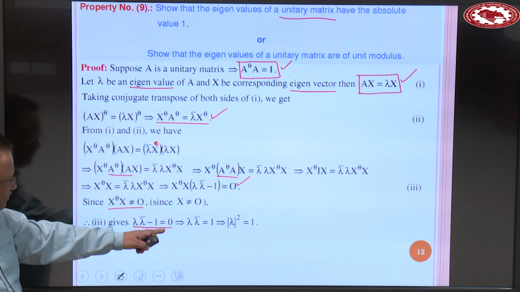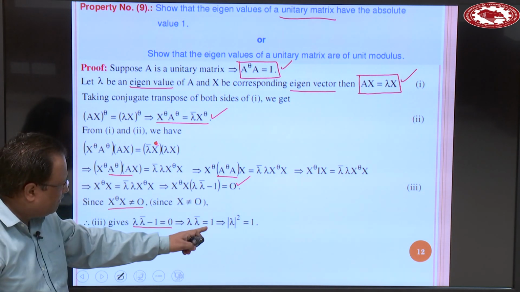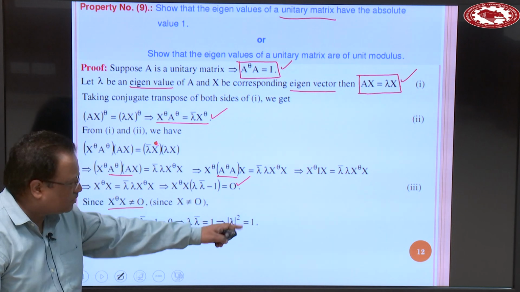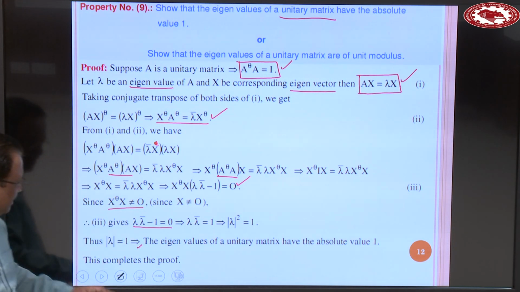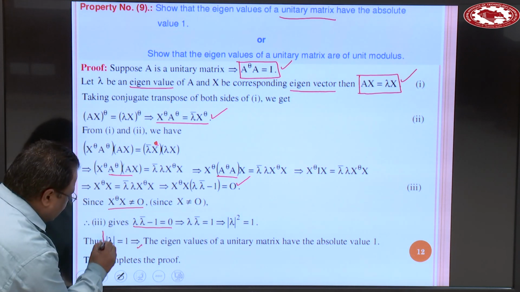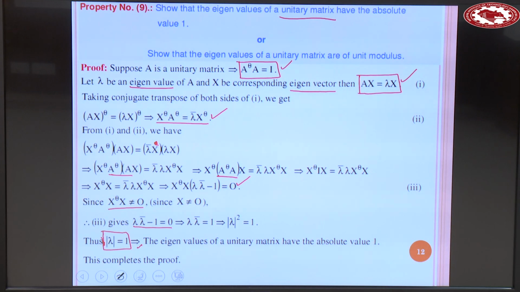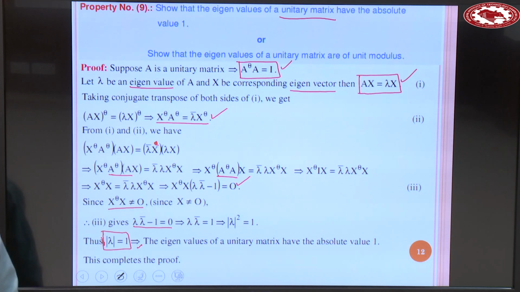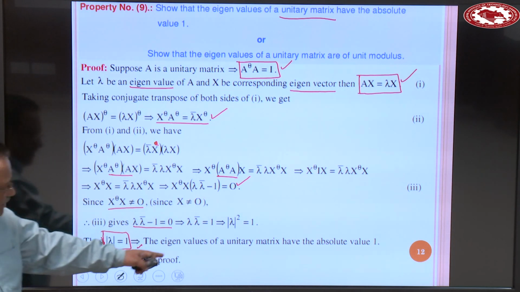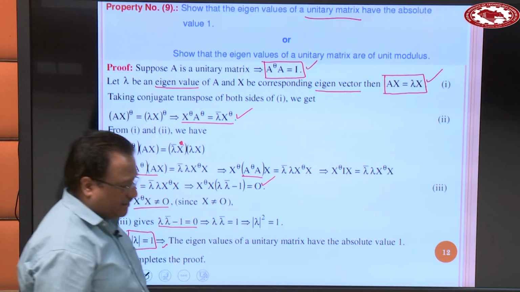And this result means lambda lambda bar is equal to 1. And lambda lambda bar is equal to 1 means magnitude of lambda square is equal to 1. And magnitude of lambda square is equal to 1 means magnitude of lambda is equal to 1. This completes the proof. The eigenvalues of a unitary matrix have absolute value 1. This completes the proof of this result.